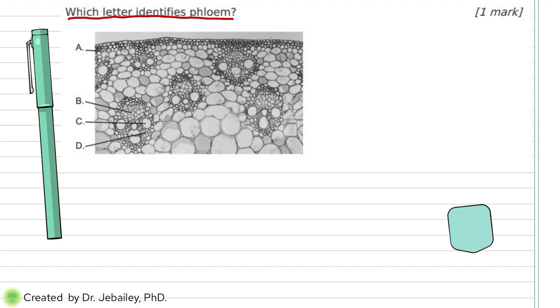One of the requirements is that you know the micrographs of xylem and phloem very well, as well as the structure of xylem and phloem. I see a lot of questions come about this. So right here, whenever you see these circles around here, this is where you're going to find the xylem and the phloem. And usually the phloem will always be on the top while the xylem will be in the middle. So in this case, the answer is B.